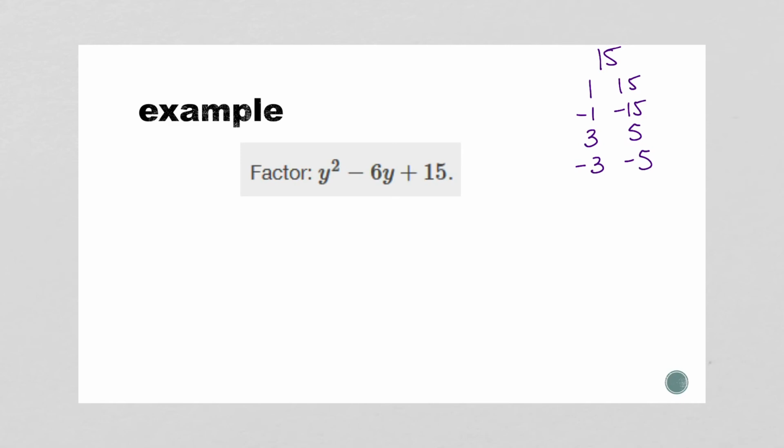So let's look. This one has a sum of 16. This one has a sum of -16. This one has a sum of 8, and this one has a sum of -8. Wait a minute. None of them have a sum of -6. Well, this happens sometimes. What this means is that this guy is not factorable. And we call that, whenever it's not factorable, prime. So that polynomial is prime.